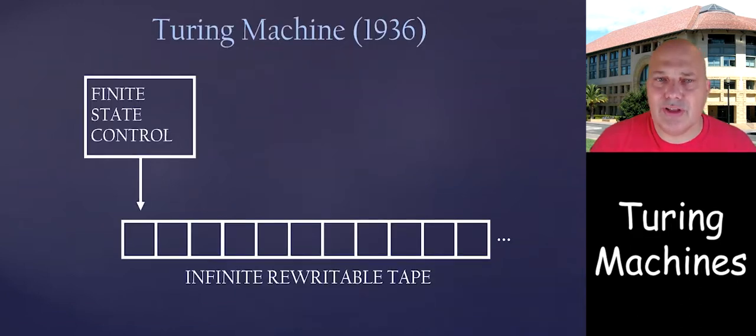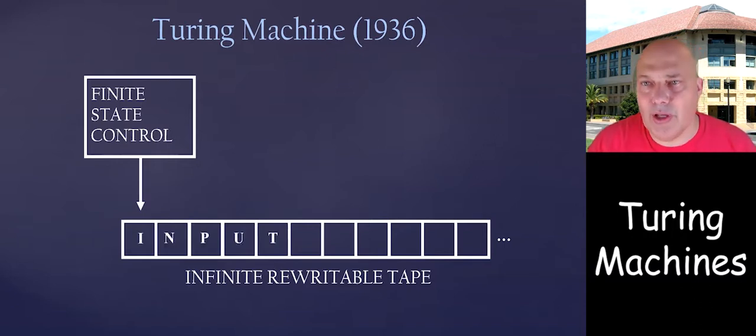So a Turing machine, just like a finite automaton, has a finite state control. But in addition, it has this infinite read-write tape. We will assume that the tape is infinite in one direction, so it has an end on one side and then continues to infinity on the right.